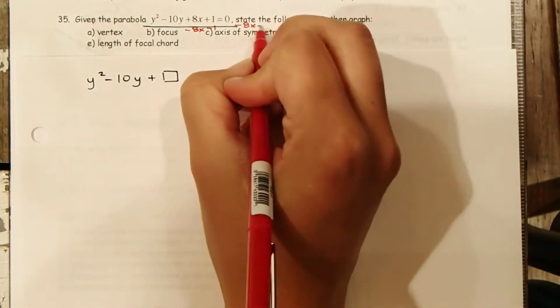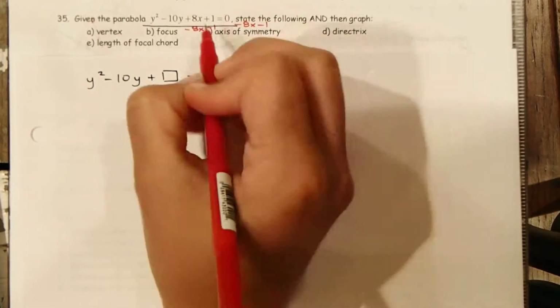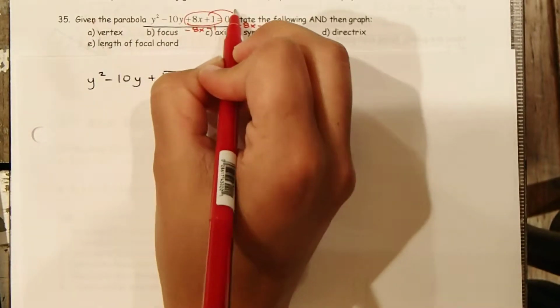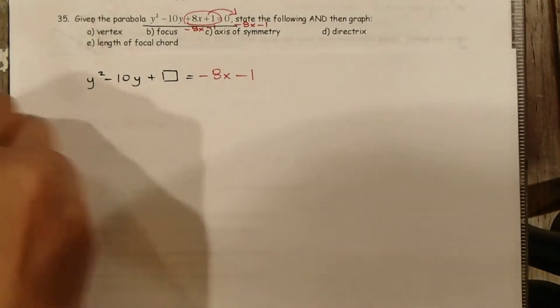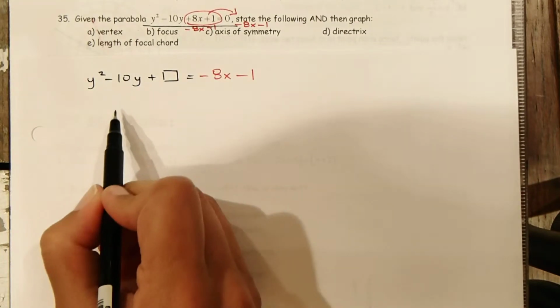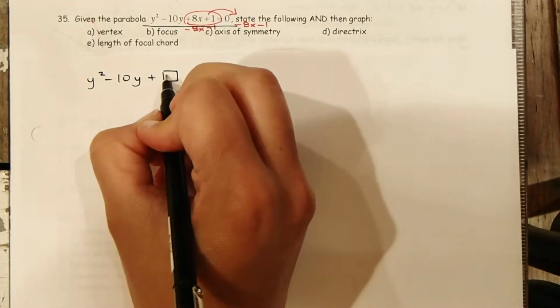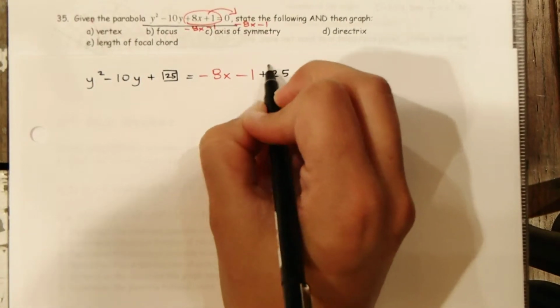So minus 8x minus 1. So this is going to equal that, minus 8x minus 1. We just moved these two to the other side. Okay. So to complete the square here, we take half of the b value, which is negative 5, and square it. So that's positive 25. And of course, whatever you do on one side, you have to do on the other. We add that box.